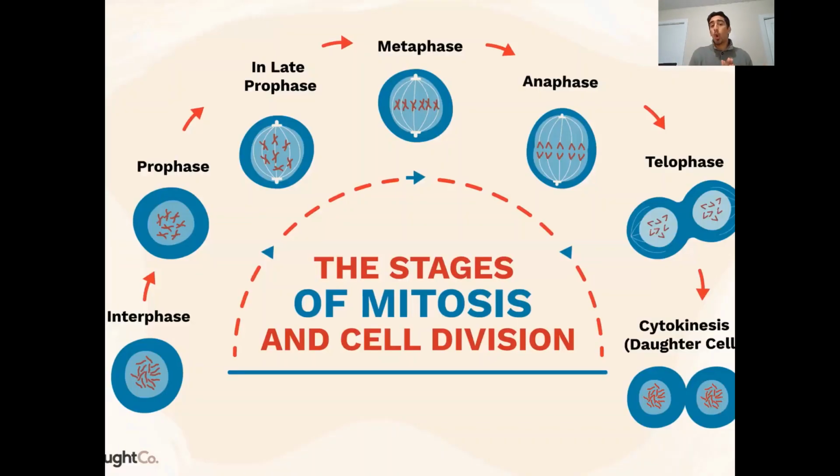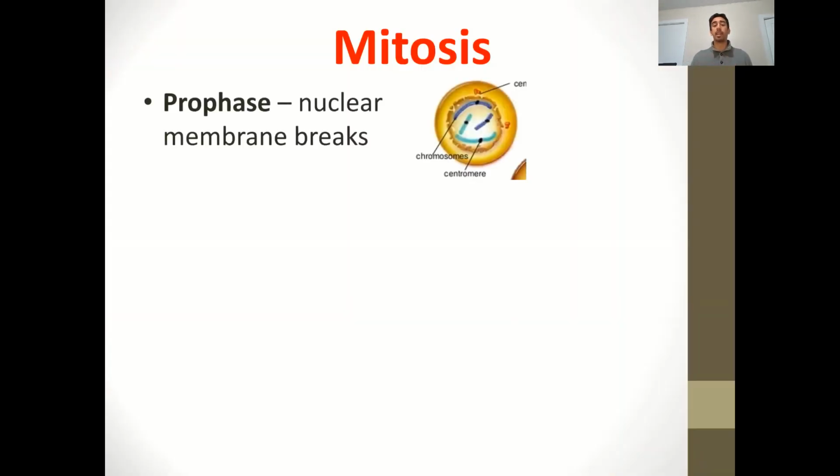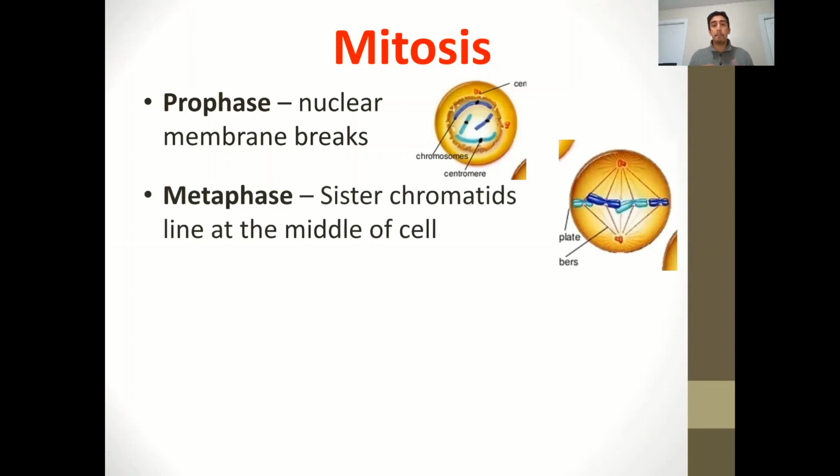So this is just a general overview of the stages of mitosis. There are multiple stages, and we're going to break down each stage slowly, one by one, in the next slide. First off, we have prophase. So once again, at this point, the cell has already grown. It's ready to divide. Once the cell gets into prophase, the first thing that happens is the nuclear membrane breaks down. And you have to remember, most of the DNA is in the nucleus. So the nuclear membrane breaks down to let the DNA free. That's prophase.